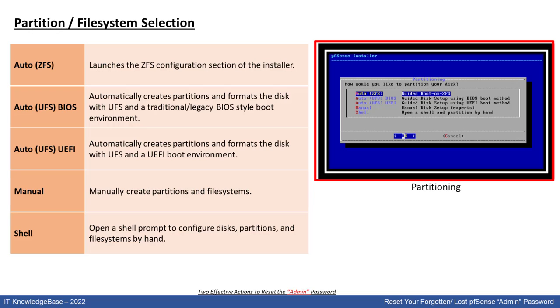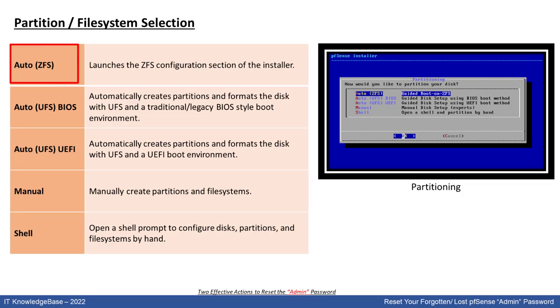In our next slide, we will discuss and see some obvious differences between the ZFS and UFS file systems. During the pfSense installation, you may see the partitioning options of your disk. Auto ZFS launches the ZFS configuration section of the installer.